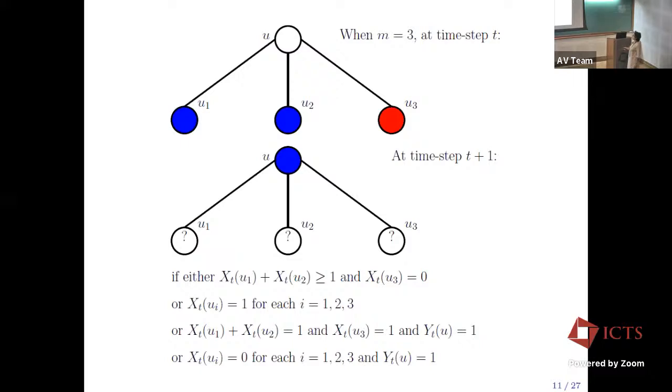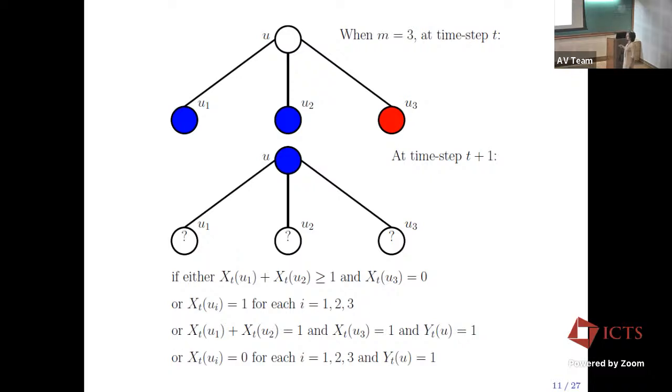So one possibility is that this results in a failure. At least one of them results in a success, in which case the number of blue successes will be strictly bigger than the number of red successes, okay? Another possibility is that all three of them result in success, in which case there are two blue successes, one red success. Again, the color of the parent vertex will become blue in that case, okay?